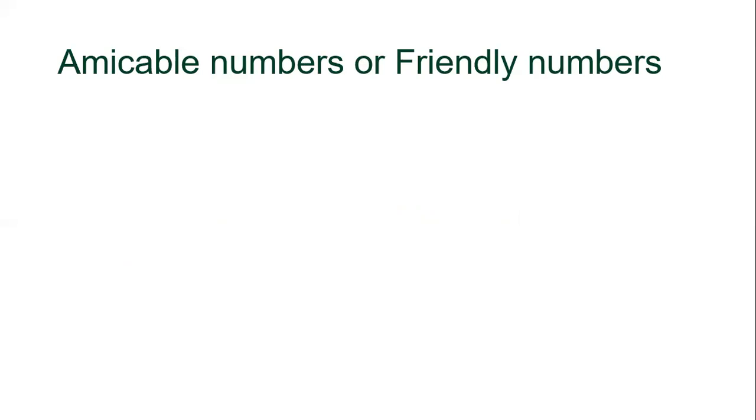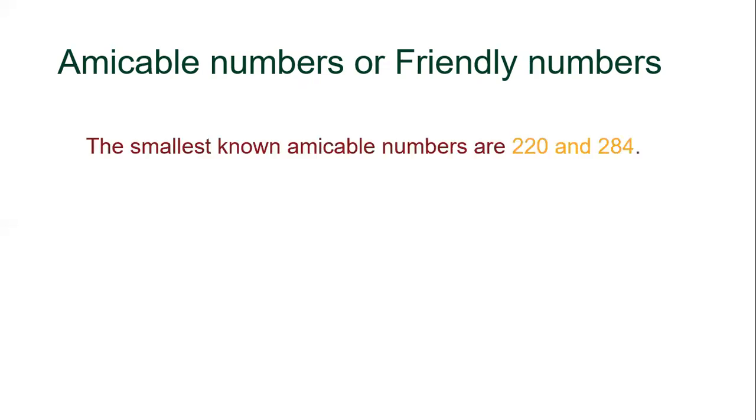Now, this is the last one: amicable numbers or friendly numbers. So numbers can be friendly. Amicable numbers refer to two integers where each is the sum of all the possible divisors, except the number themselves, of the other. So what do we mean by that? The smallest known amicable numbers are 220 and 284. Why are they friendly numbers?